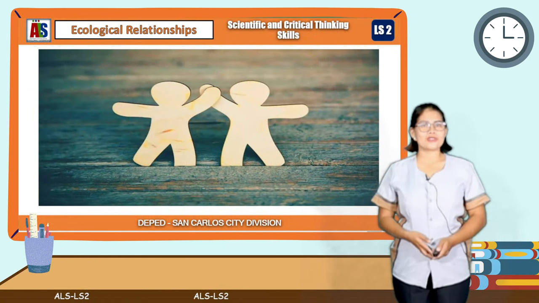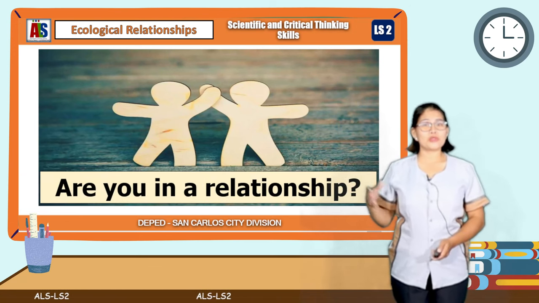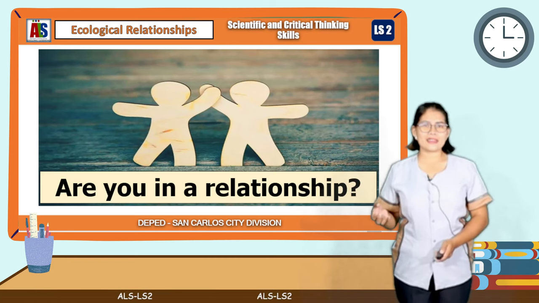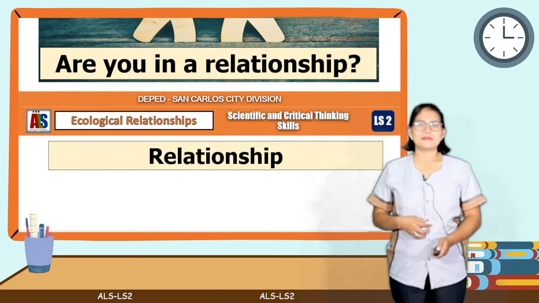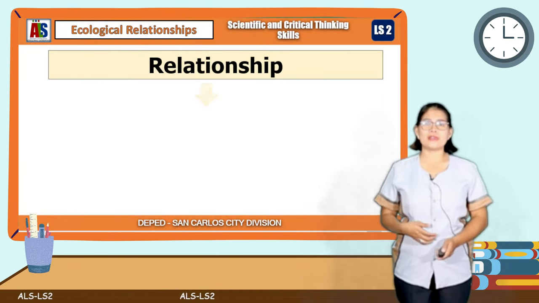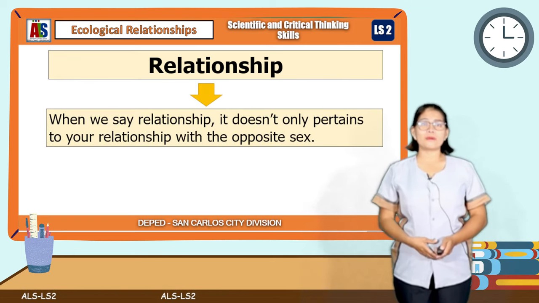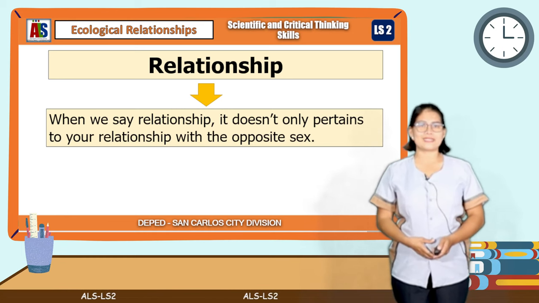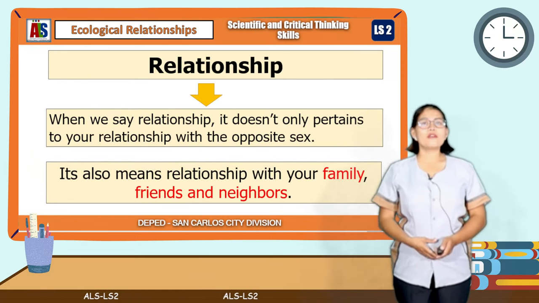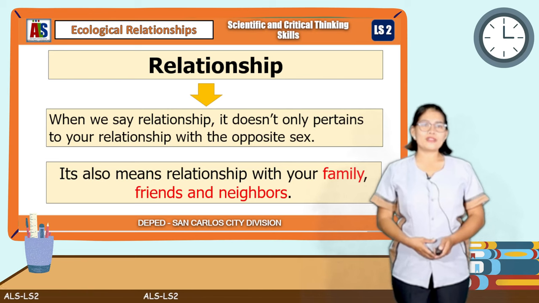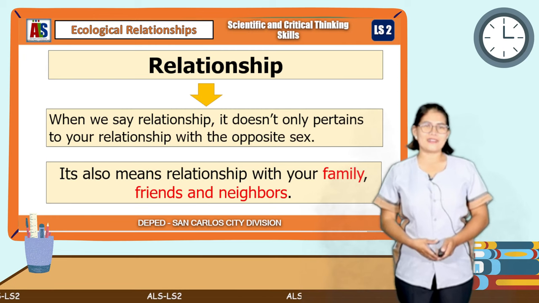So I have a question here. Are you in a relationship? Is it mutual? Is it one-sided? Or a relationship with your friends or family? When we say relationship, it doesn't only pertain to your relationship with the opposite sex. It also means relationship with your family, friends, and neighbors. Did you know that family is the basic unit structure of our society? Okay, that's right.